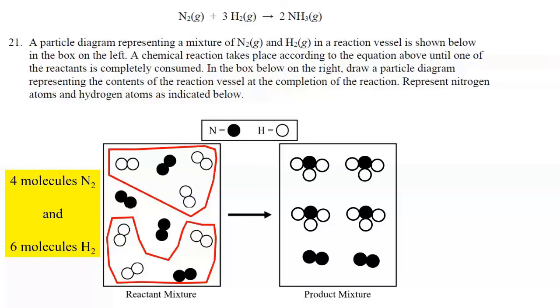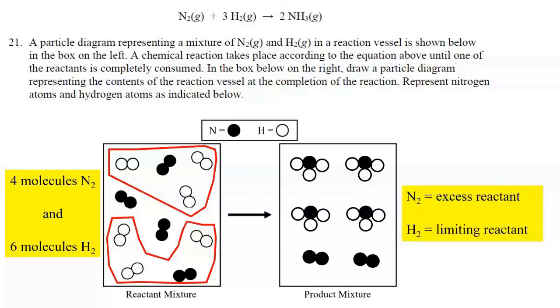So the limiting reactant, the one that was completely consumed in this example, was the hydrogen, and the excess reactant was the nitrogen. The limiting reactant, the hydrogen, limits the theoretical yield, or the amount of product that can be produced. So 4 molecules of NH3 were produced in this example, which came from complete consumption of the limiting reactant, hydrogen.